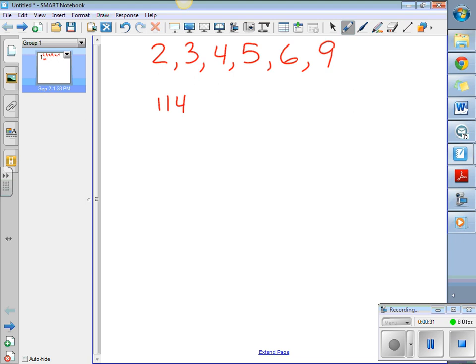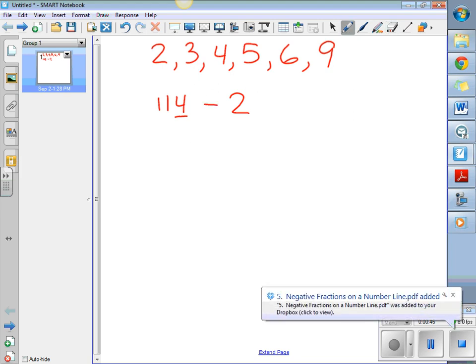So you should know that anything that's even, such as the number 4 or 114, is divisible by 2, right? I don't want to put an equal sign, I'm just going to put a dash. Okay, so it's even, it's divisible by 2.